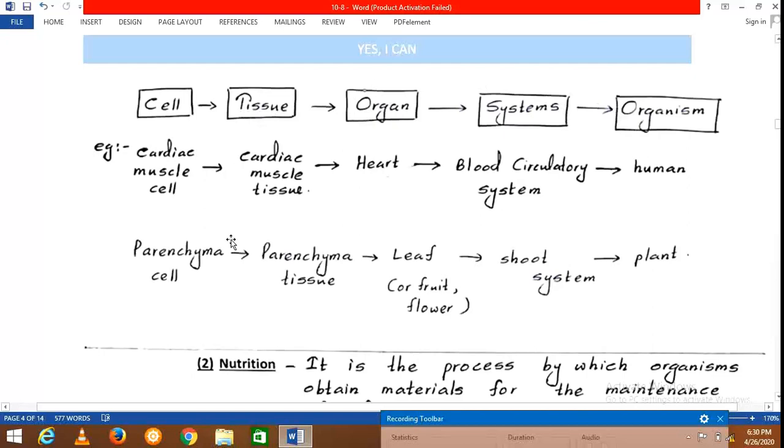If we take the plant body, I have given an example: parenchyma cell. A number of parenchyma cells form parenchyma tissue, and this parenchyma tissue is available in leaves as well as fruits and flowers also. Here I have considered the leaf as the organ, and a number of leaves are helpful for the formation of the shoot system. Not only the leaf, the shoot system is the system which consists of organs including leaves. Then the shoot system and root system collectively form the plant body. So these are the examples for the organizational levels identified in living organisms.